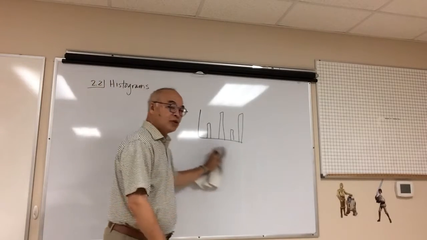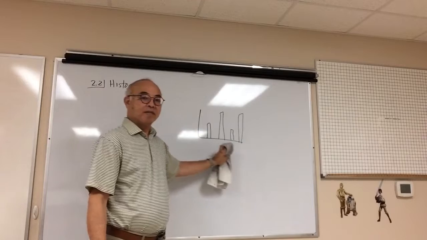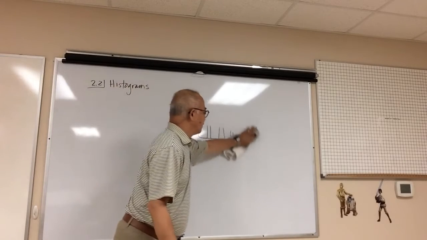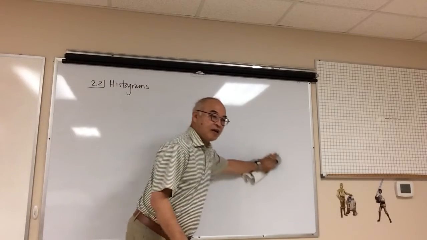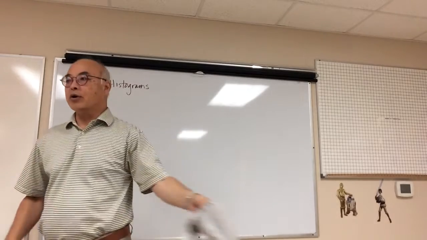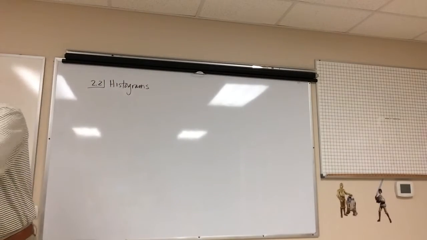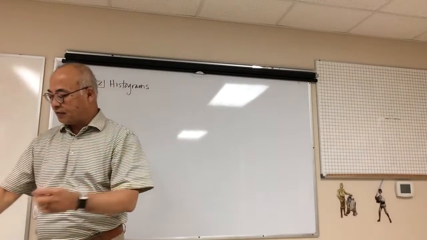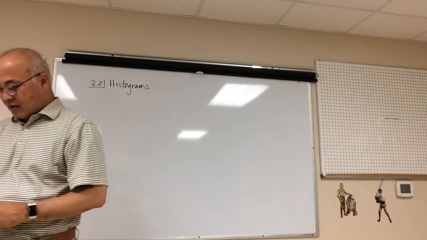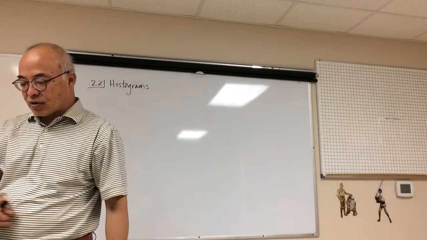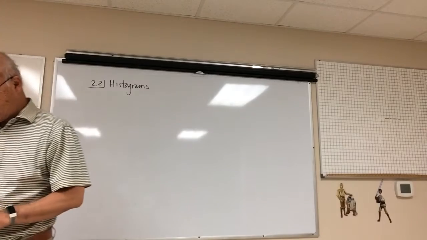Again, it looks similar, totally different data though, okay? Bar graphs are categorical, whereas histograms are quantitative, okay? Flip the page, let's go to page 52.